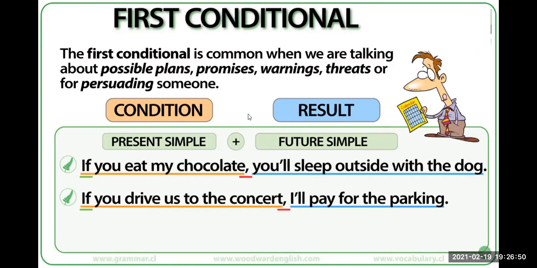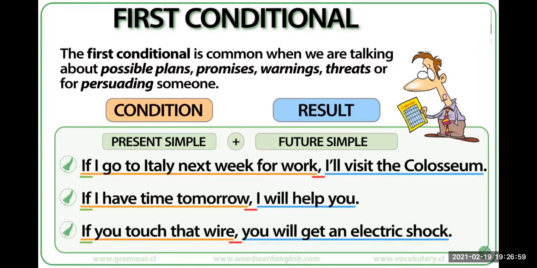I want you to write your own sentences. I want you to write plans, promises, warnings, threats, or persuading someone. Aquí les voy a dejar los ejemplos. Les voy a dar unos minutitos para que piensen en una oración en alguna de estas situaciones. Possible plan, promises, warning, threats, or persuading someone.